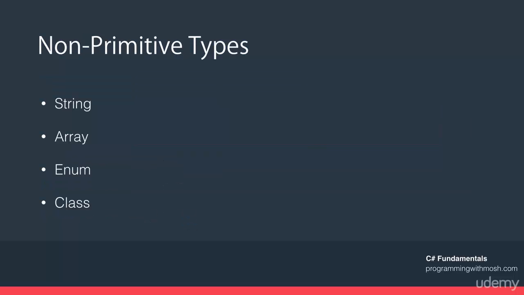In C# we also have a few other types which are not considered primitive types, and they are string, array, enum, and class. We'll learn more about them throughout this course. Okay, that's it for this lecture. In the next lecture, we're going to talk about the concept of overflowing. I hope you enjoyed this lecture, and thank you for watching.